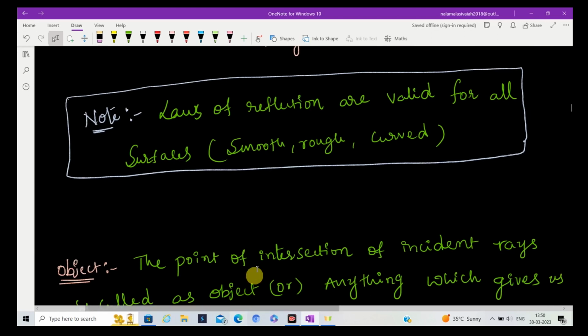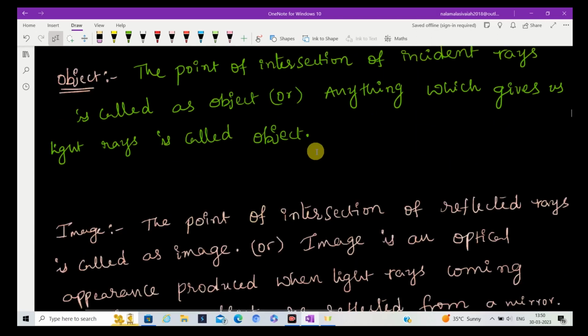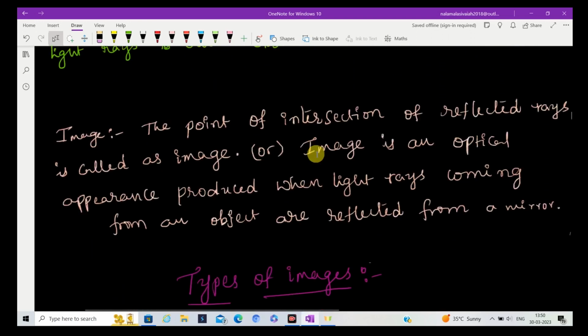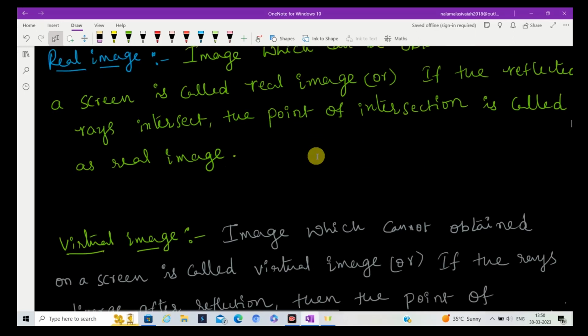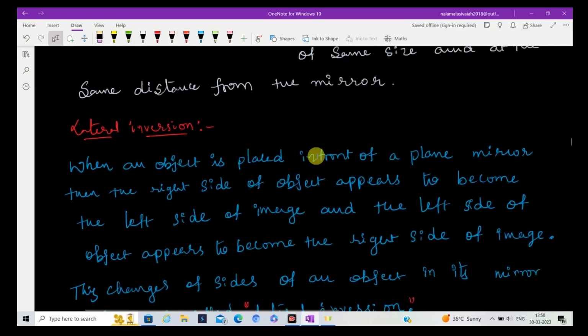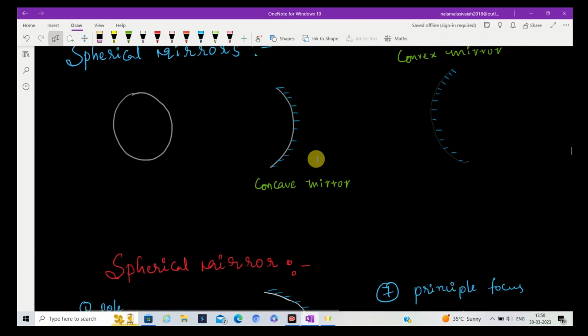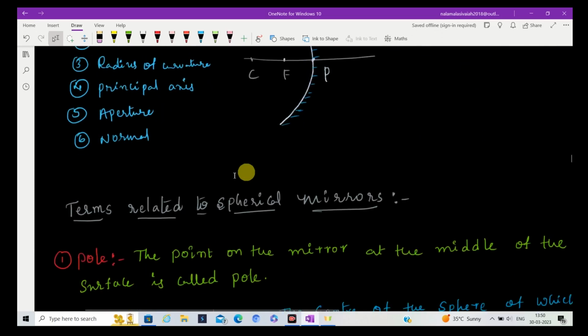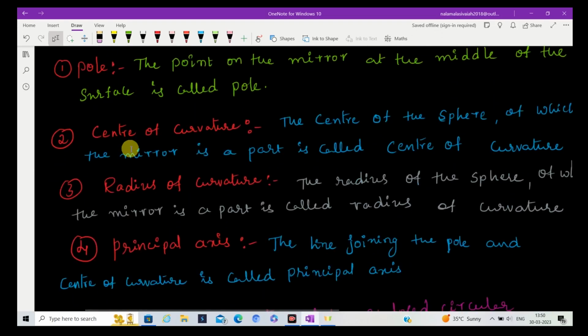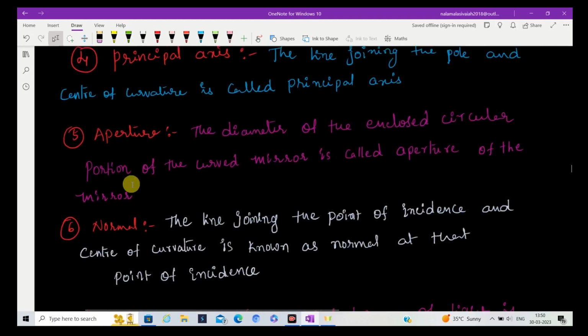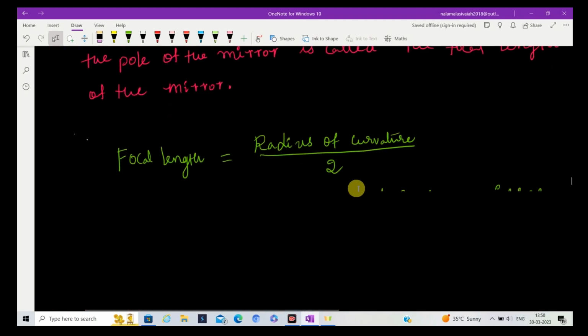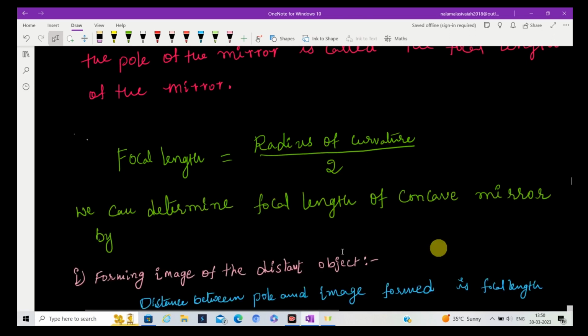After that, I explained about object and image. Next one, types of images, the image formed by the plane mirror. Next one, lateral inversion and spherical mirrors. What are spherical mirrors? And here terms related to spherical mirrors: pole, center of curvature, radius of curvature, principal axis, aperture, normal line. So all these things are explained in my previous videos. If you haven't watched, just go through that on my channel. You can get to know the complete idea about the CBSE grade 10 first chapter in physics, light reflection and diffraction.